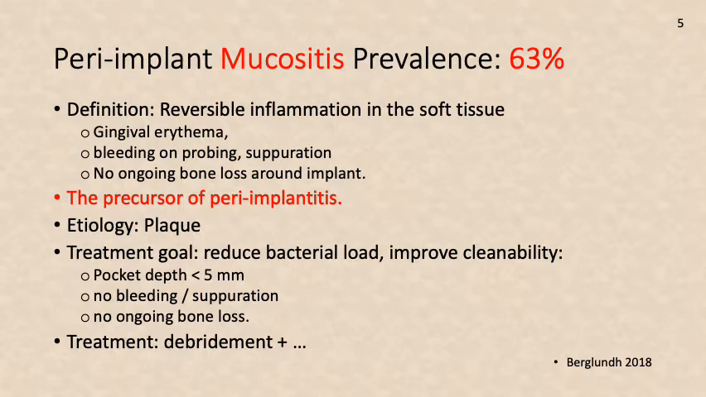Peri-implant mucositis has a high prevalence of 63% according to the latest systematic reviews, and it is basically a reversible inflammation of only the soft tissue and not bone loss. There's no ongoing bone loss around the implant. Okay, so what is inflammation of the soft tissue? Well, it is gingival erythema, maybe some bleeding on probing or suppuration, deep pockets possibly.